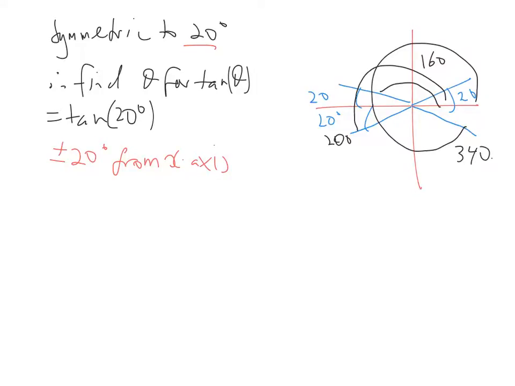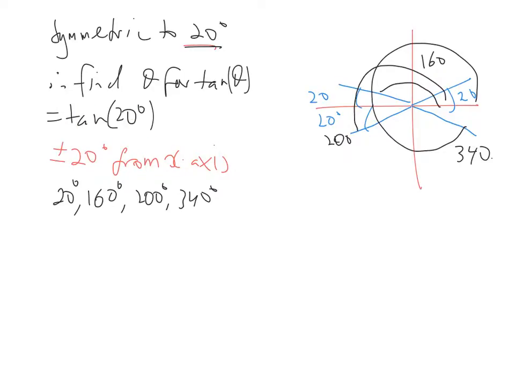So symmetrical to 20 ends up then being, we'll put down 20, as well as that there is 160, then there's 200, and then there's 340. That's because between the x-axis and all of these angles is 20 degrees. So now, based on that, we want to find where we're equivalent to tan of 20.